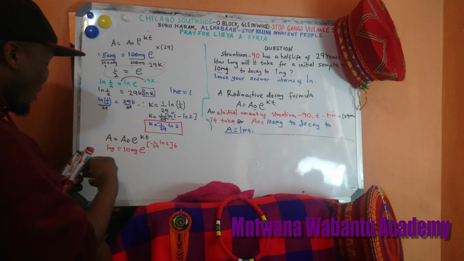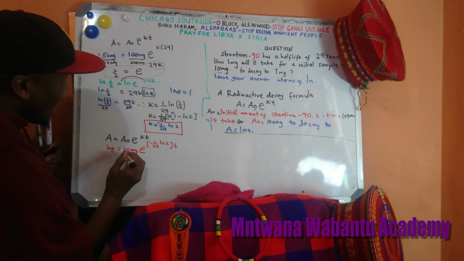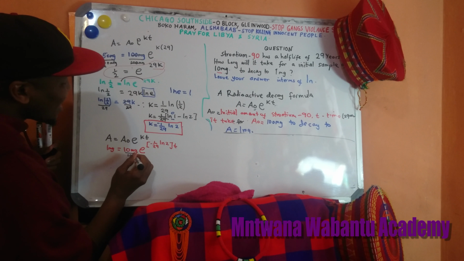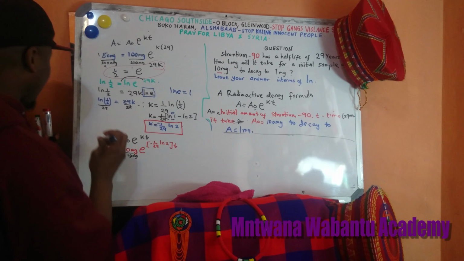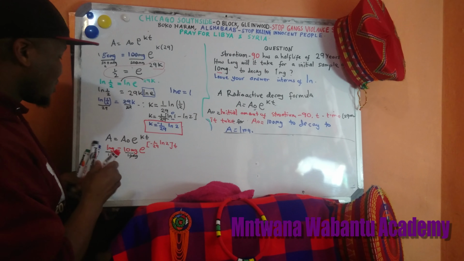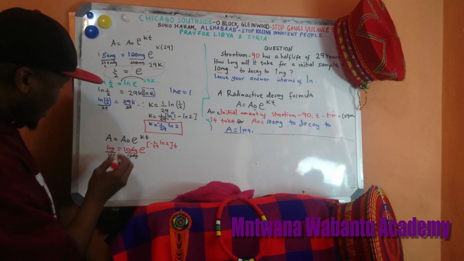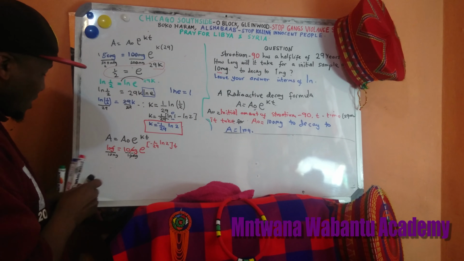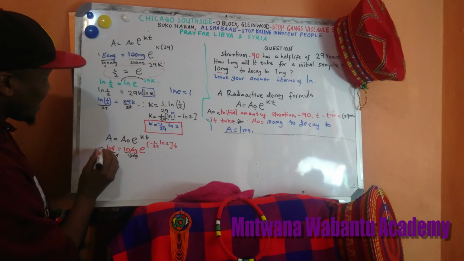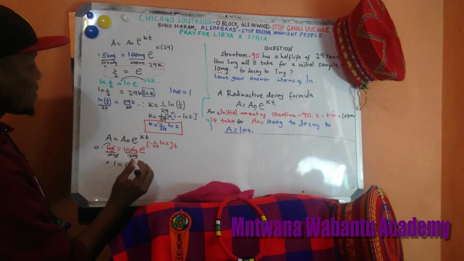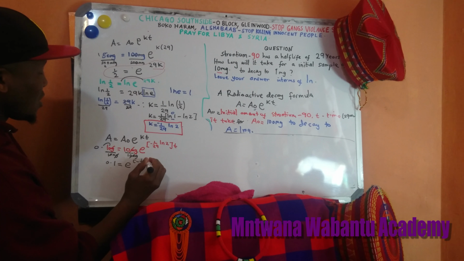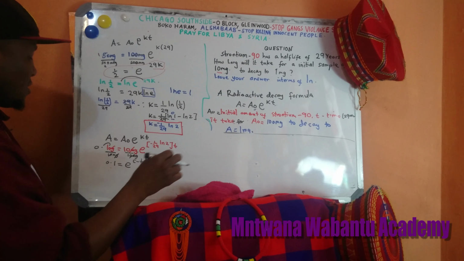Because there's a multiplication sign here, we divide by 10, and the 10s cancel. Milligram and milligram cancel. So 1 over 10 is going to be 0.1. So we have 0.1 equal to e to the power of negative 1 over 29 ln 2 times T. These are the powers.